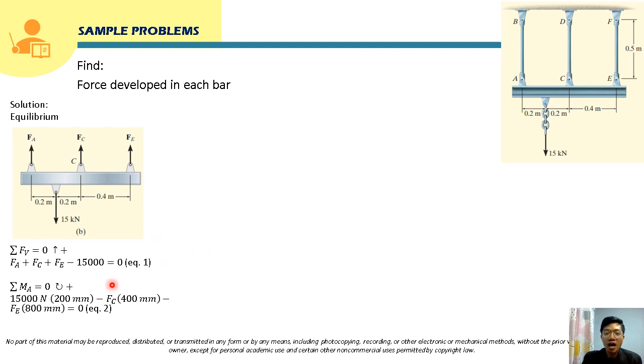So here we have two equations, but the thing, class, is that we have three unknowns. So we have to generate another equation to solve for the unknowns. Our other equation, class, will be derived from the compatibility equation. We will analyze the deformation or the displacement that will happen here. In this case, class, since the 15 kilonewton load is located here, this will pull down this bar.